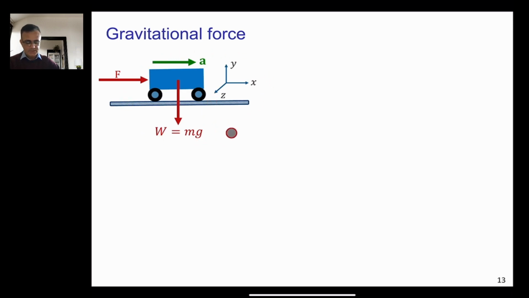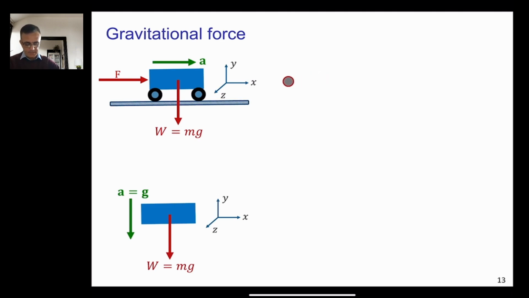As you can see in this case here, if you have this system and it is moving due to some force with some acceleration, and this is our coordinate system, which is x, y, and z, the weight of the body is always in the downward direction here. So in this case, the weight, which is mg, will be in the y direction. We can calculate this W from this mg here, where m is the mass and g is the acceleration in the downward direction.